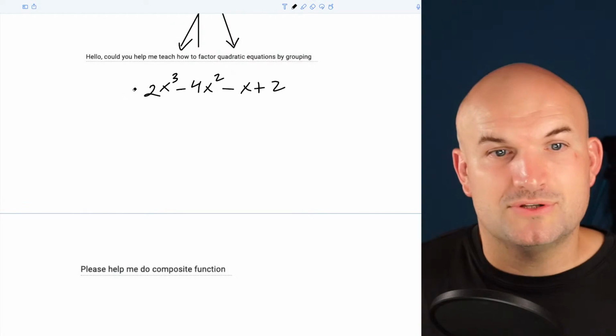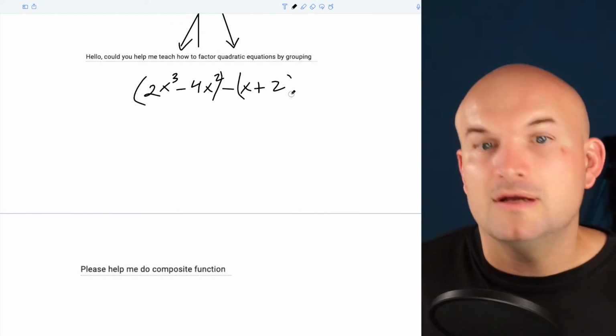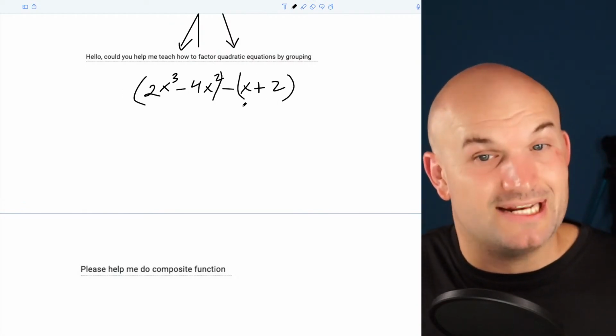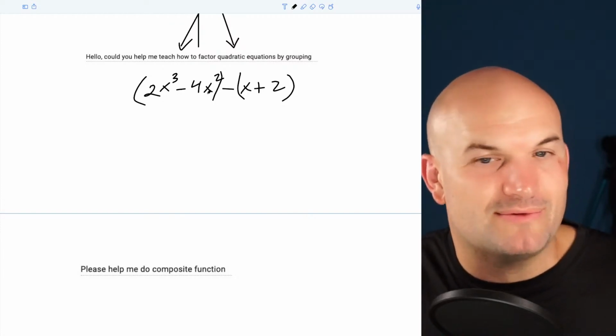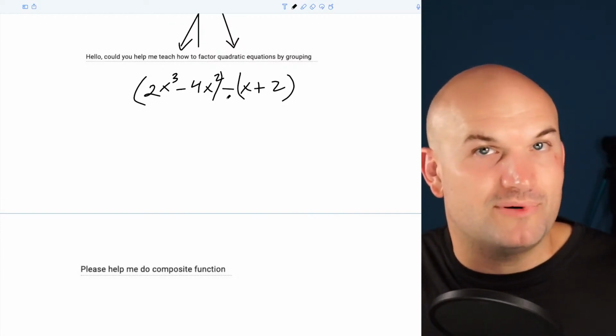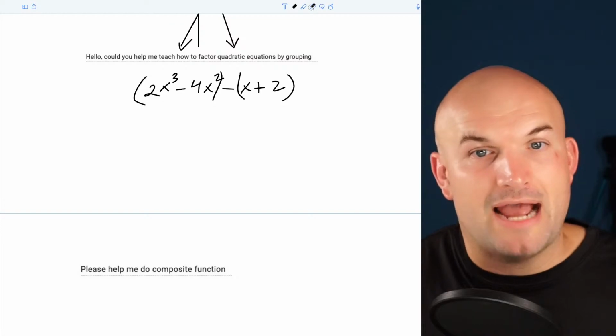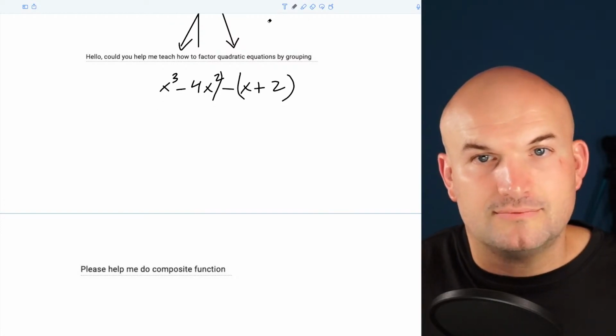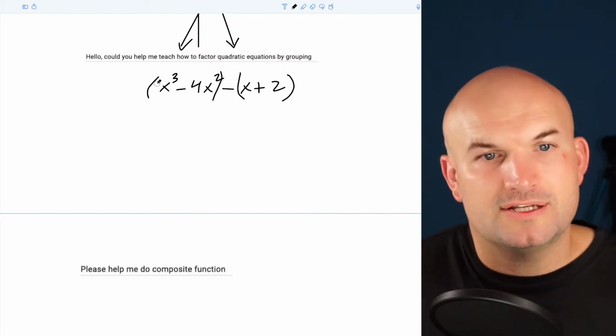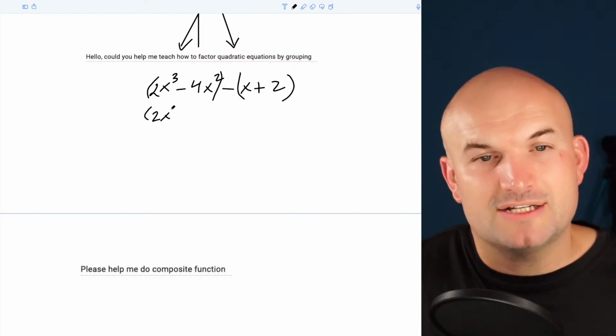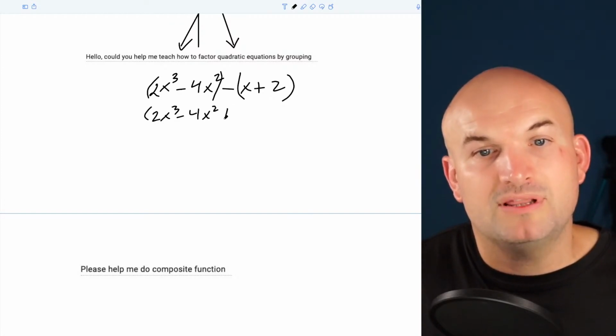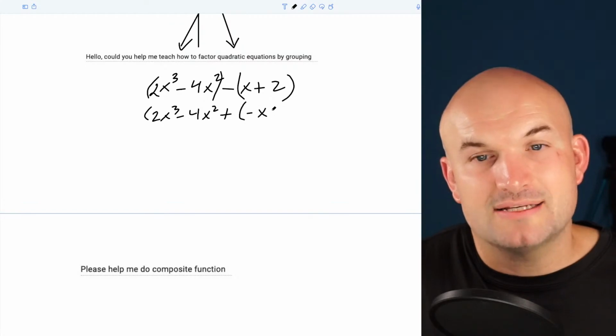And then some students will do this. No, you want to have this as plus a negative, okay? So, I mean, you can actually get away with this by factoring this one out. But what I would prefer doing is rather than write it like this, or that's a 2, write it like this. 2x cubed minus a 4x squared plus a negative x plus 2.